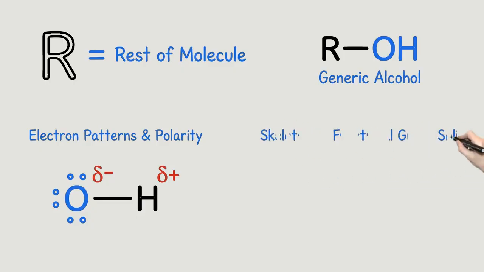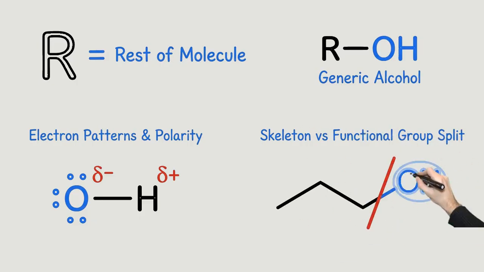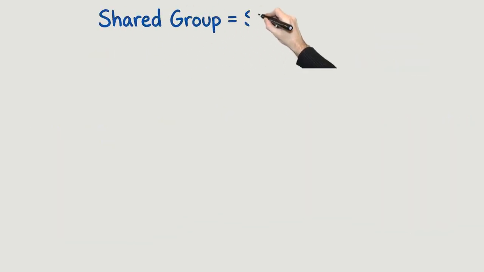It helps to separate a molecule into two parts. The carbon skeleton is the framework of carbon atoms that sets the size and shape. The functional group sits on that framework and controls most of the reactivity. Two alcohols may have very different skeletons, but they still undergo similar reactions because they share the same OH group.